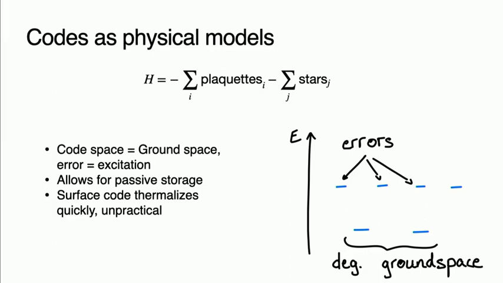And the reason why you might want to do that is your code then becomes something that might be able to do passive error correction, because you encode your information in this level, and then because errors require some amount of energy to be created, then the system is naturally going to want to remain in the ground state. Unfortunately, that doesn't work very well for the surface code because of its structure, it thermalizes very quickly, which isn't practical.